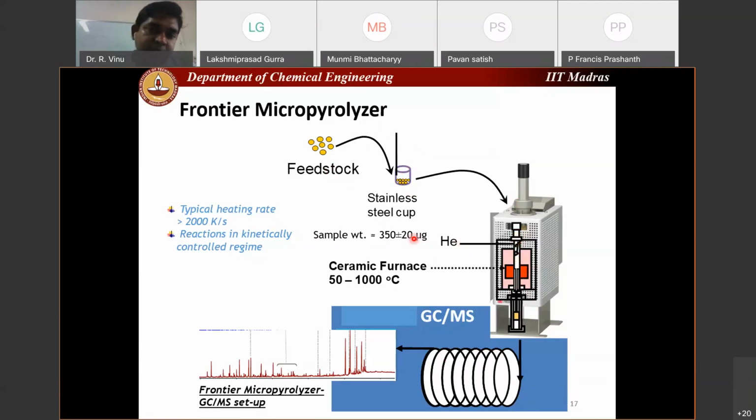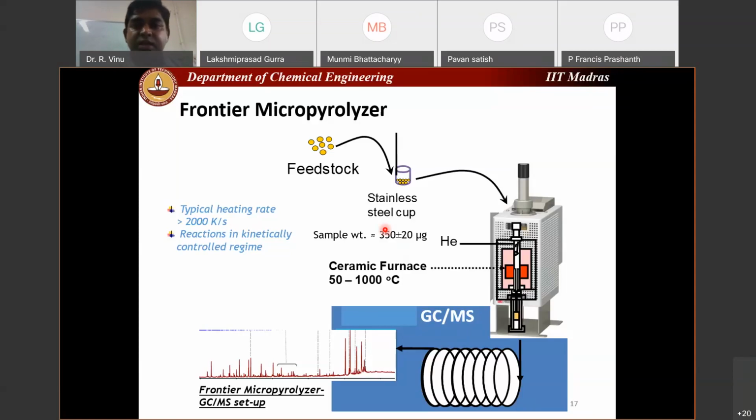Typically, the sample weight really depends on the amount of volatile matter present in your feedstock. So when you do any biomass or any type of feedstock, we do an approximate analysis that gives the typical amount of volatiles in the sample, right?